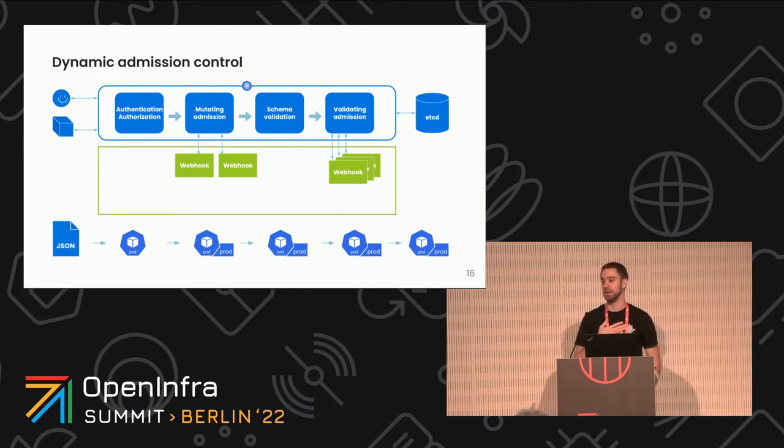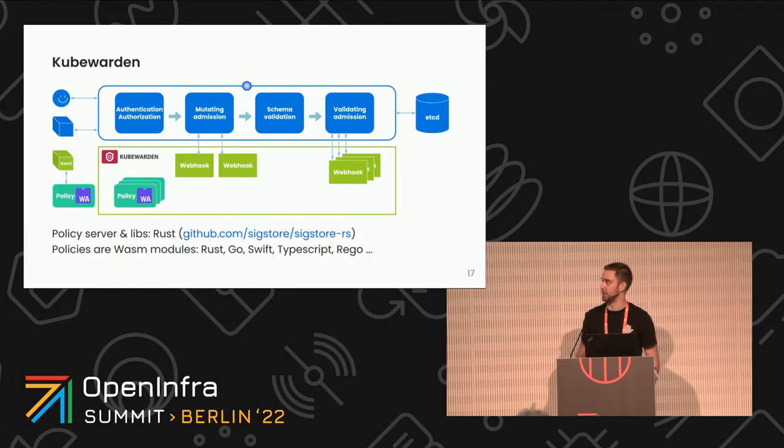Then we go to schema validation, which is where the JSON gets checked again to see that the JSON is conformant with the schema. And then we go to the validating admission part, where we have another webhook, where we check that the annotation actually is prod and not maybe test. And with that, it passes on and goes to etcd, and we have our pod, or our happy user has our pod. Okay, this is the concept of a dynamic admission controller.